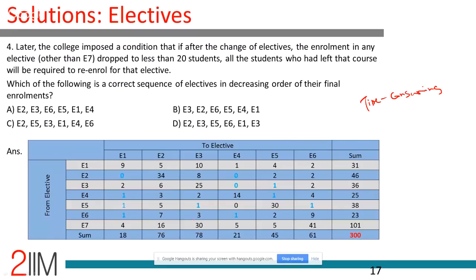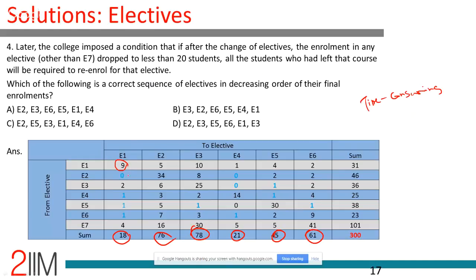After this, at the end, this is 76, 78, 21, 45, 61. And so these don't change. But E1 has dropped to less than 20. And so people who had all left from E1 have to return to E1. And so 9 stayed back in E1. Right? From E1, 0 went to E2. 2 went to E3. So these two will have to return to E1. And so yes, all the students who had left that course will be required to re-enroll for that elective.